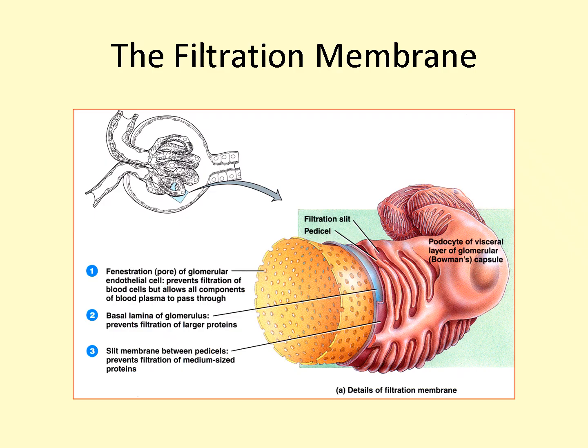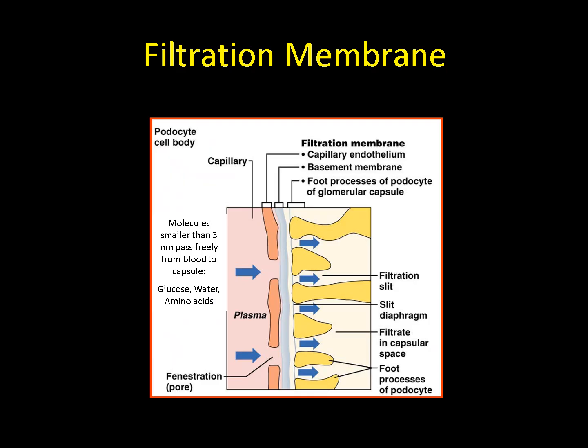First, the fenestrations of the glomerular endothelial cells prevent the filtration of blood cells but allow all other components found in plasma to pass through. The fused basal laminae prevent filtration of the larger plasma proteins. Between the pedicels of the podocytes are filtration slits that prevent filtration of medium-sized plasma proteins. Let's examine the filtration membrane more closely.